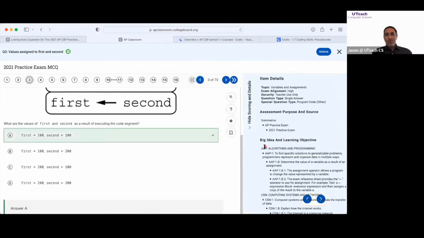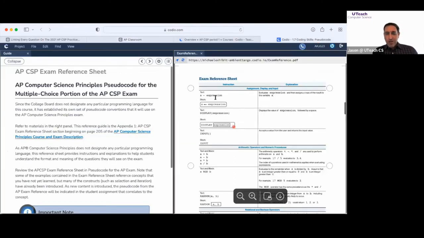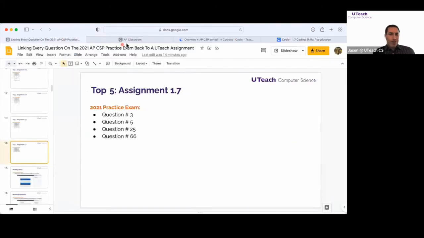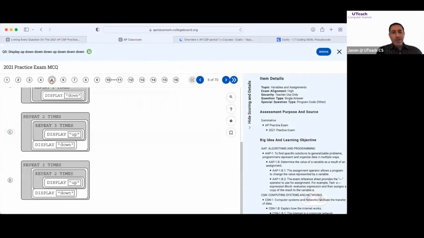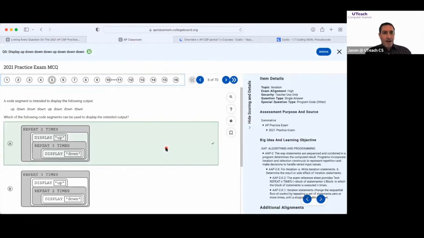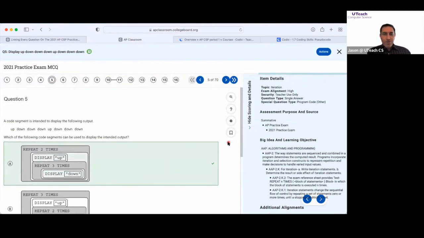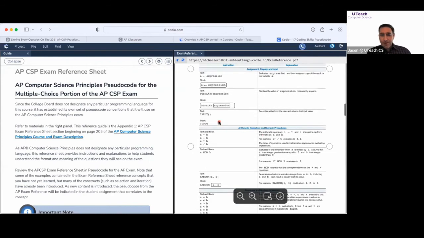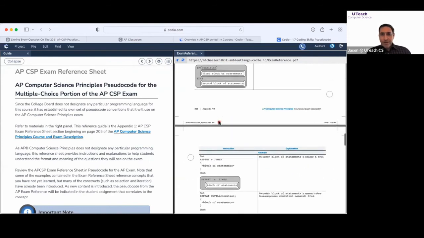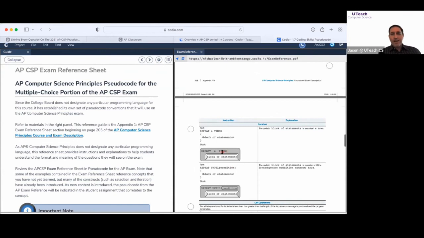But in order to be able to do this question, they're going to have to know how to use this reference sheet. So that's why for the first question there, question 3, I map it back to this assignment. And the same thing for question number 5. Question 5 is using the pseudocode again, the block-based version of the pseudocode. So your students would have to go over here, read what this means, and then figure out the question.